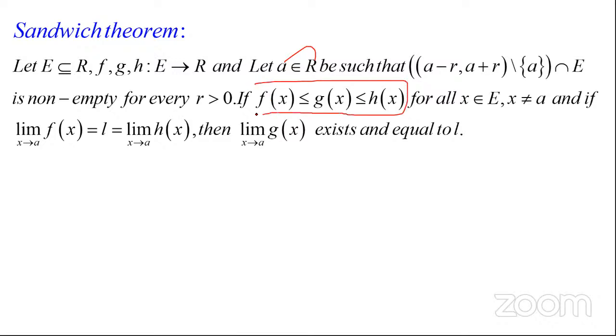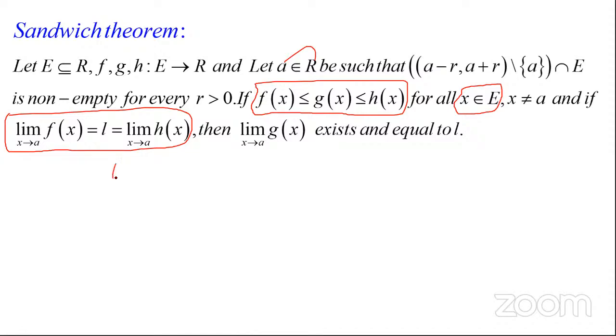f of x is less than or equal to g of x, which is less than or equal to h of x, for all x belonging to E, so x must lie in E, and x is not equal to a. And if the limit as x tends to a of f of x equals L, and the limit as x tends to a of h of x equals L also, the same value, then the limit as x tends to a of g of x exists and equals L.